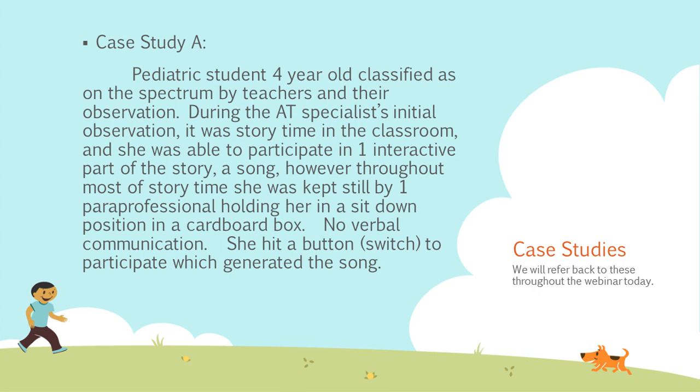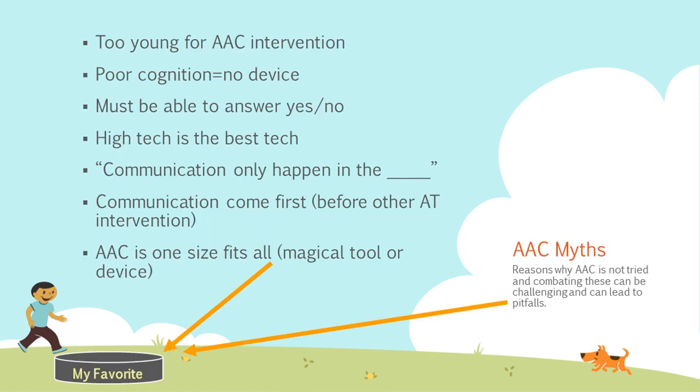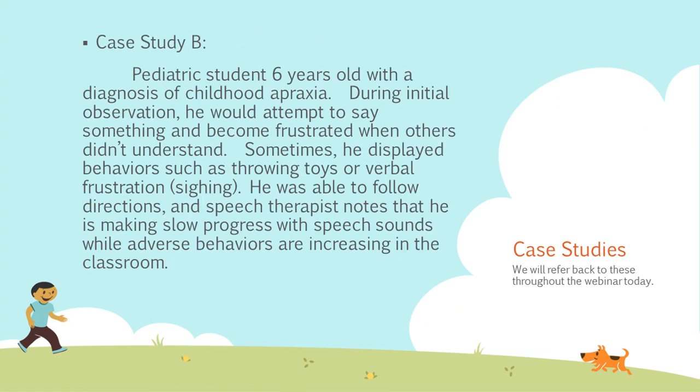I'm sure my OTs on the line are going crazy. This is a big example of that myth that we talked about. Communication doesn't come first, and this child really needed some sensory intervention before we could get her going with communication. Let's look at another case study, a pediatric 6-year-old with apraxia.